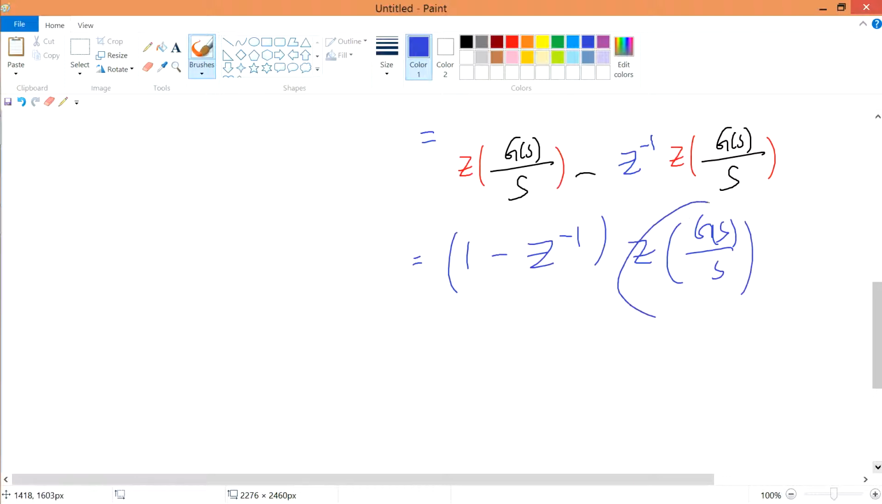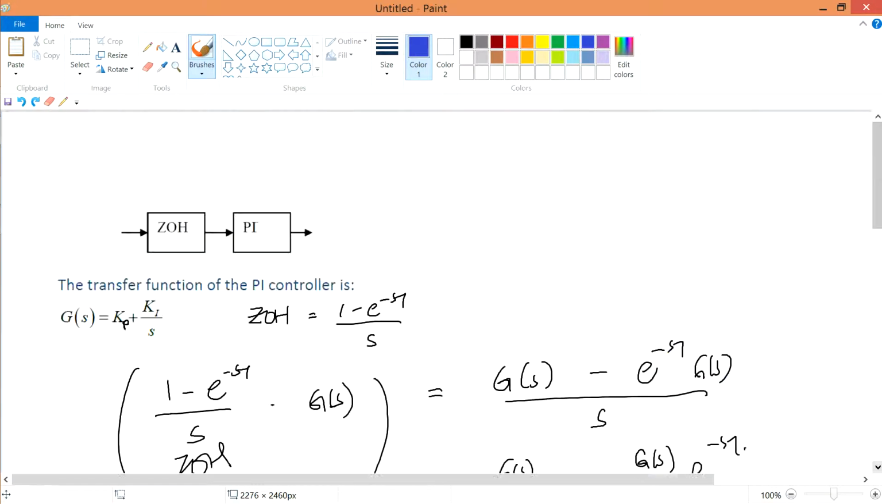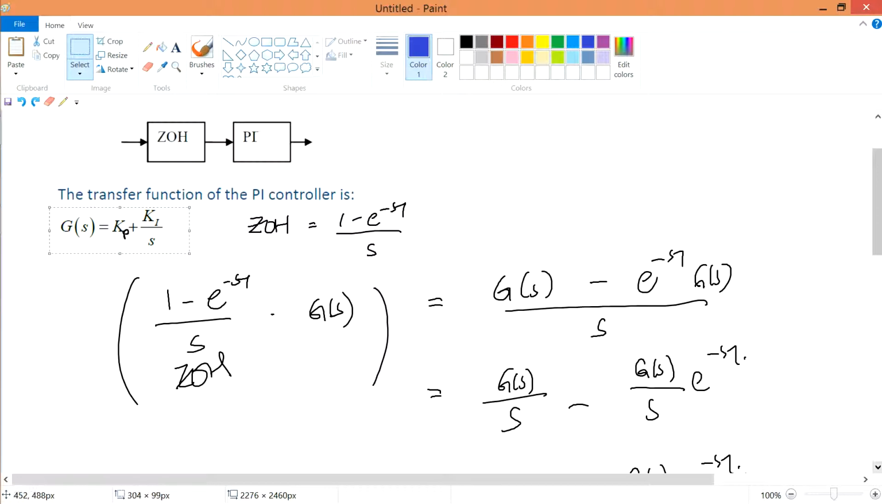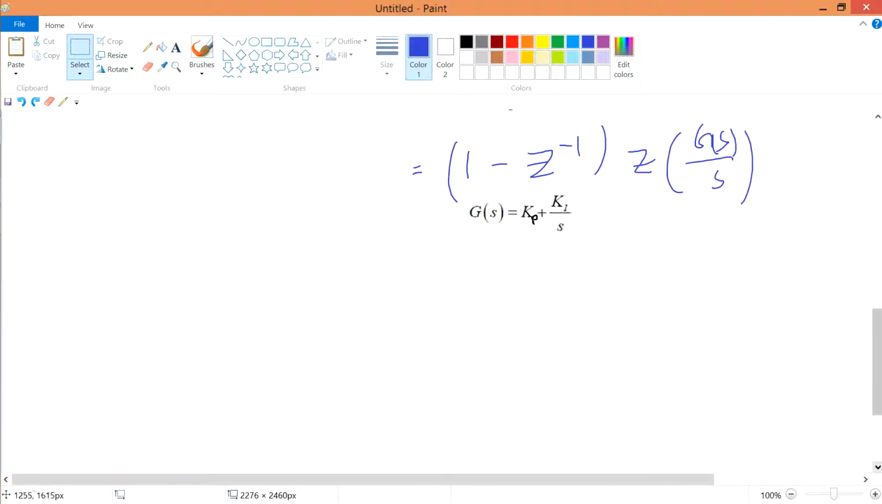Okay, so therefore over here I can finally z-transform my transfer function, because this is just only 1 over s, right? So it's pretty much straightforward. So I'm gonna bring in my transfer function, kp plus ki over s. I'm gonna put it over here, since we know that my transfer function is this one.